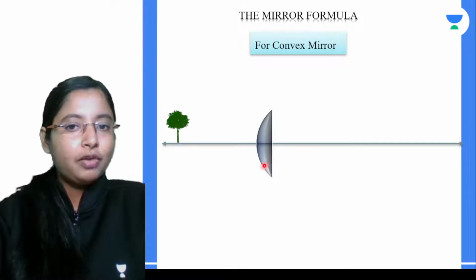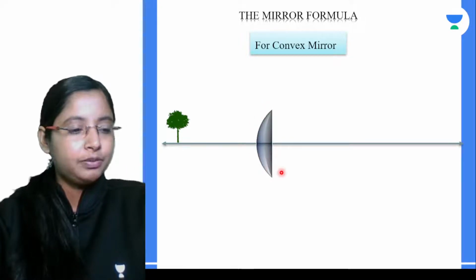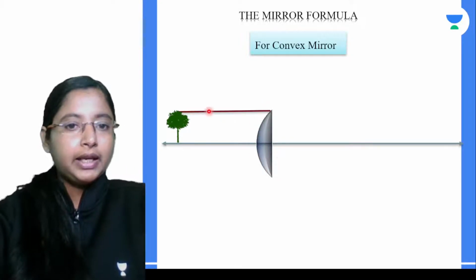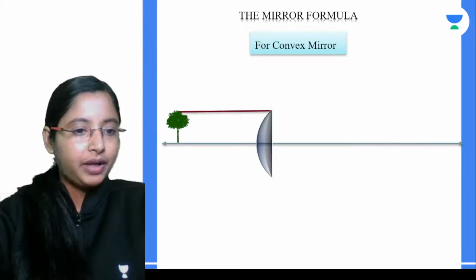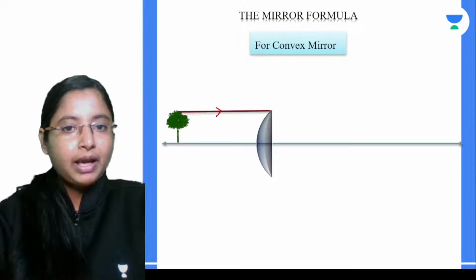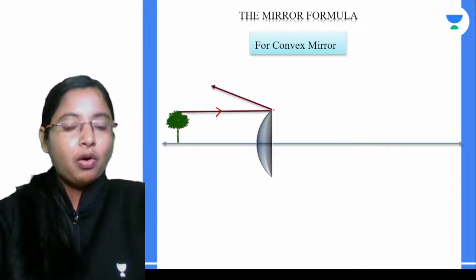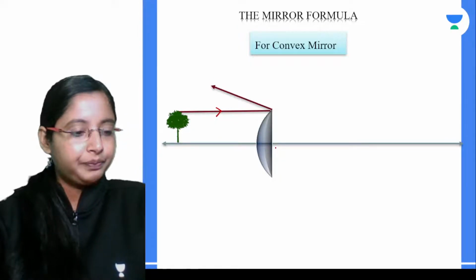Now, we have an object here. We have a convex mirror. Convex mirror means this outside surface is the reflecting surface. Inside is polished. Now, any ray that comes parallel to the principal axis over here. This is the principal axis, right? So, any ray that comes parallel to the principal axis will always be reflected back.